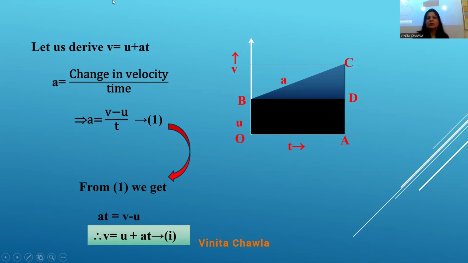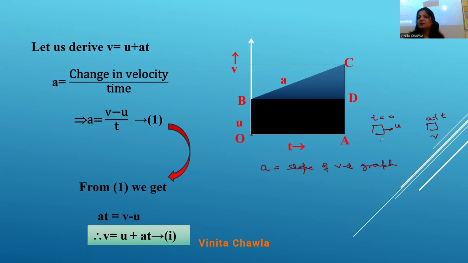We can also write this using the fact that acceleration is the slope of the v-t graph. And how do we take the slope? At time t equals 0, the object is moving with velocity u. And after time t, its velocity changes to v. It covers a distance s in this time interval. This is the situation. So how do we find the slope? For this we need to fix the coordinates. So let's write the coordinates of this point B first.